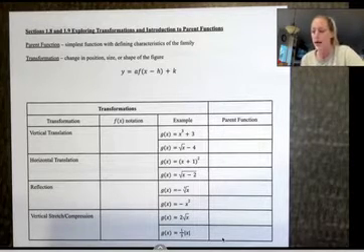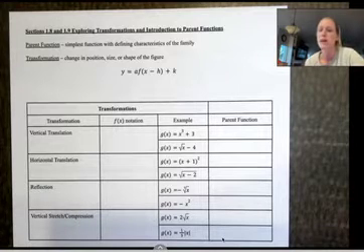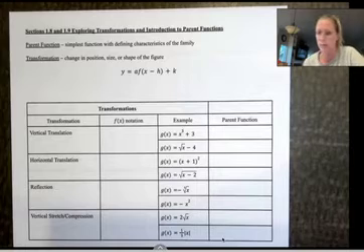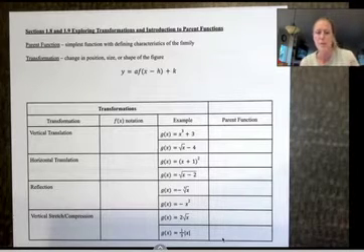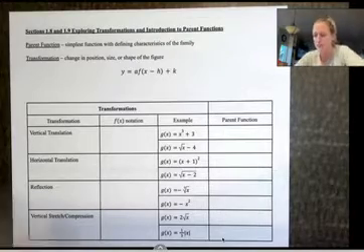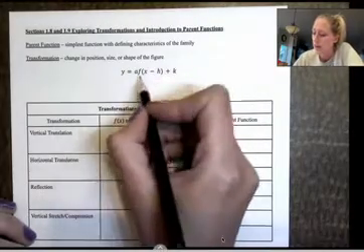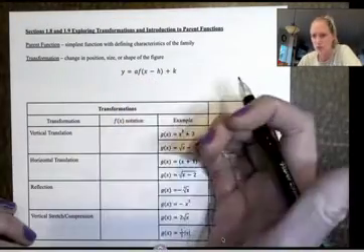So we have these things called parent functions that are the simplest form of a family of functions. We'll talk about some different ones down below. But a transformation is just going to change the position, size, or shape of this graph, okay? And here are some different transformations. f is just representing any function.